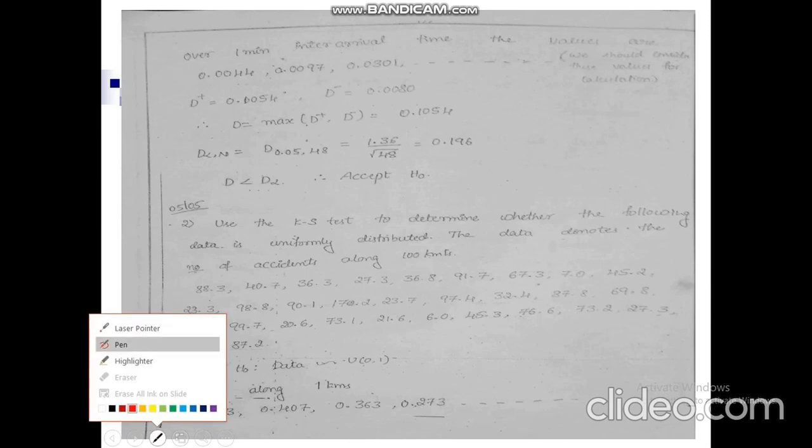Let us consider a KS test to determine whether the following data is uniformly distributed. The data denotes the number of accidents along 100 kilometers, and they have given certain data here. You have to make the assumptions: H0 represents that the data is uniformly distributed over 0, 1, and H1, which I have not written here, represents that the data is not uniformly distributed over 0, 1. The data along 1 kilometer is given already here, so we write the same data again.